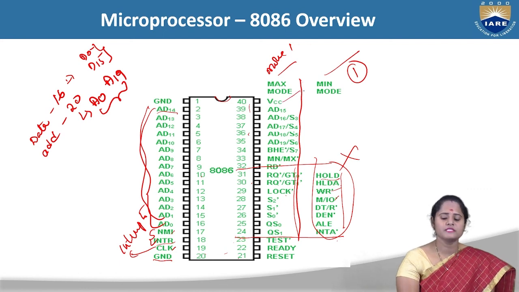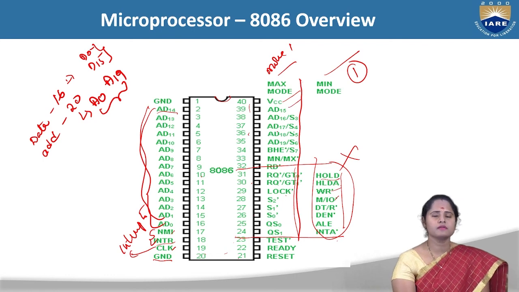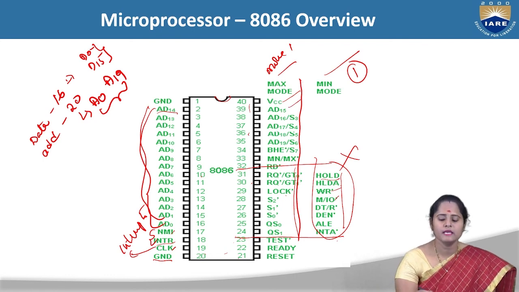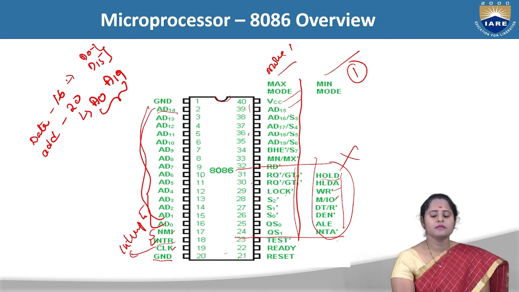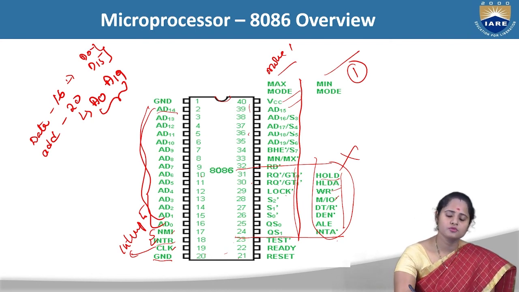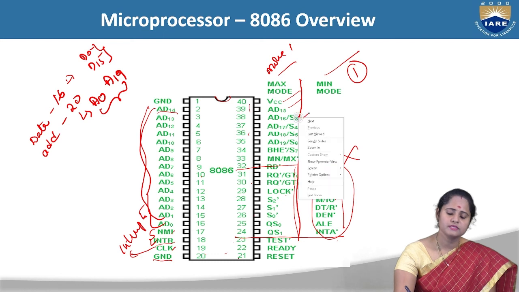The 40th pin is VCC, and the 39th pin is a multiplexed address and data line, that is nothing but AD15. Apart from the multiplexed address and data lines, we also multiplex the status pins S3, S4, S5, S6 and S7.